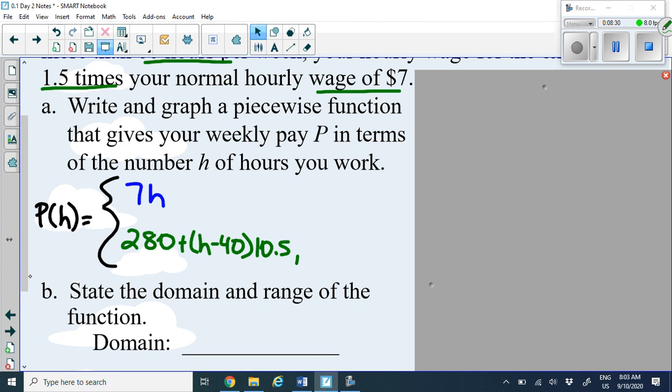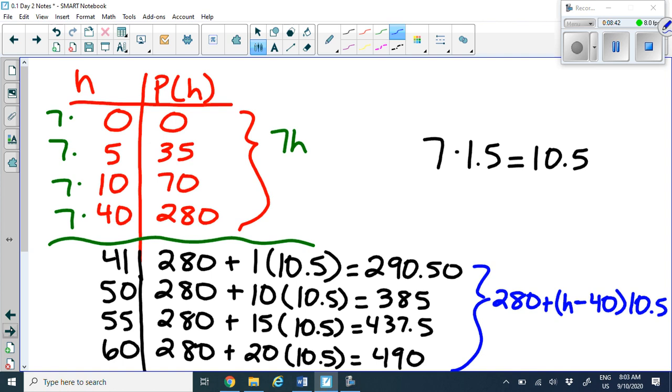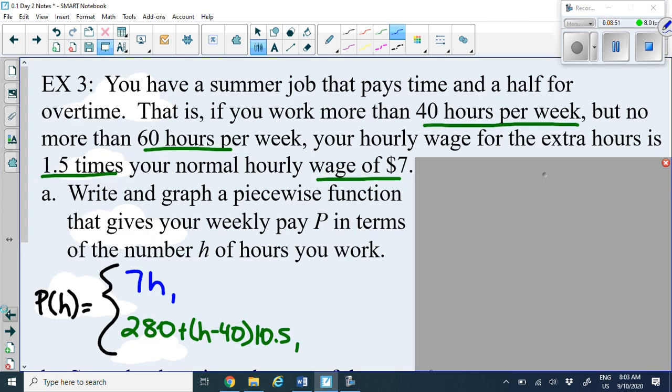Okay, now our next thing that we need to do is create our restrictions, using the inequalities. So this is, once again, we're going to use our table to do so. So when we did 7H, right, just our hourly wage, what were our restrictions? Well, the lowest was 0, and the highest that we got was 40. Okay, so I have 0. I am including it because you can get $0. That's a possibility. And then I'm including the 40 because you do get $280 there, okay?